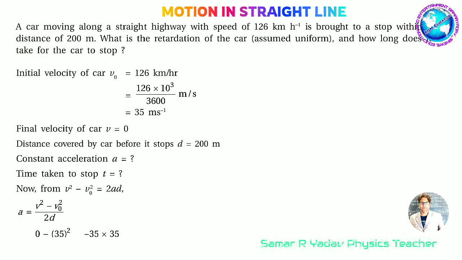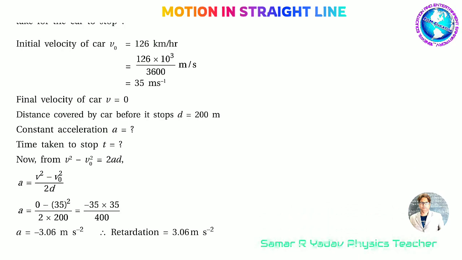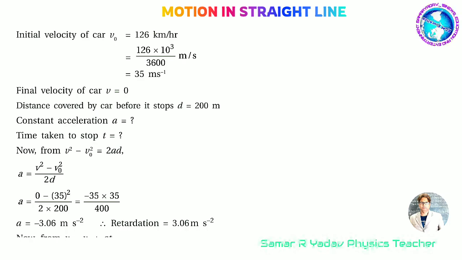Initial velocity of the car v0 is equal to 126 km per hour is equal to 126 into 10 to the power 3 upon 3600 is equal to 35 meter per second. Final velocity of the car v is equal to 0. Distance covered by the car before it stops d is equal to 200 meter. Constant acceleration a is equal to? Time taken to stop t is equal to?